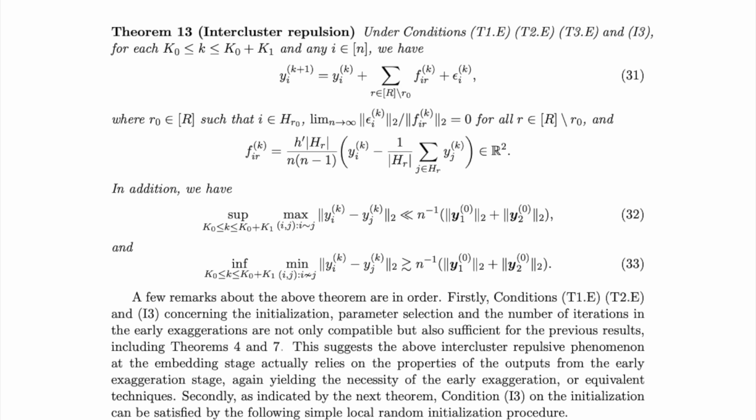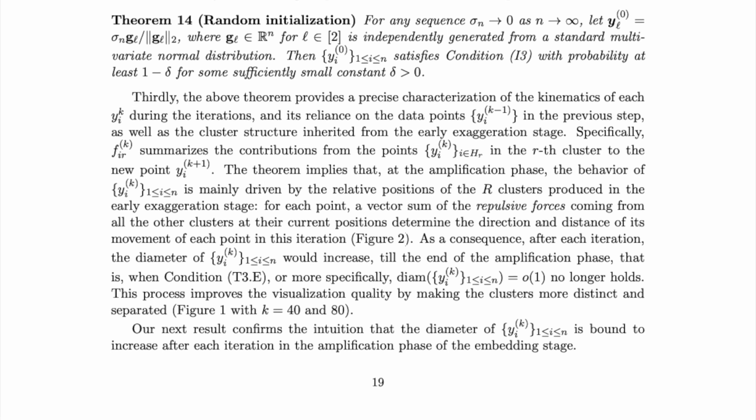Secondly, as indicated by the next theorem, condition I3 on the initialization can be satisfied by the following simple local random initialization procedure. Theorem 14, random initialization. For any sequence going to zero as n goes to infinity, let y_i^0 equal a scaled version of g_i, where the g_i are independently generated from a standard multivariate normal distribution. Then y_i^0, 1 less than or equal to i less than or equal to n, satisfies condition I3 with probability at least 1 minus delta for some sufficiently small constant delta greater than 0.